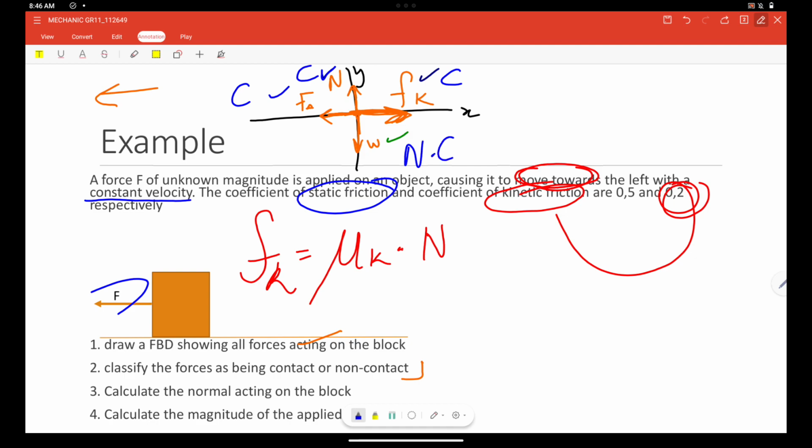And the other question says calculate the normal force acting on the block. Yes. How do we calculate it?